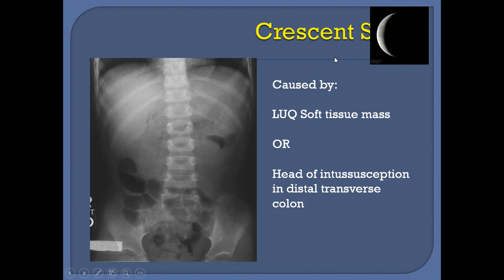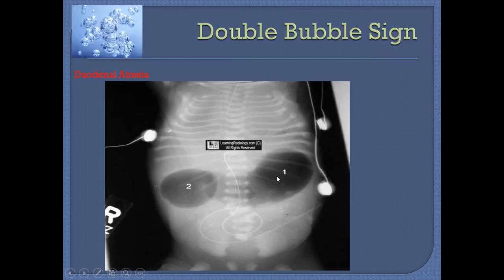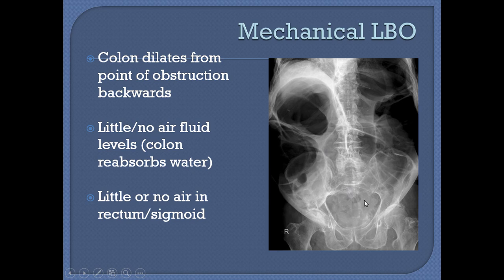Crescent sign. Have you seen the moon? On the first or second day it is like a crescent. This one is a crescent. And in the left upper quadrant, a soft tissue mass or head, dilated duodenal loop and no distal air. You cannot see any air in the distal bowel loops or mid or distal abdomen. So it can be a case of duodenal atresia. The child has repeated bilious vomiting.